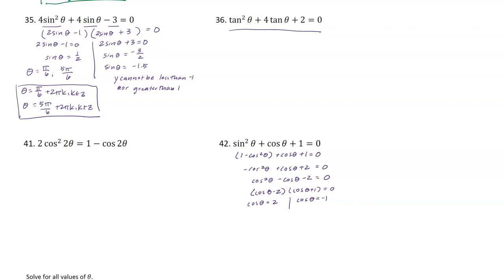Once again, this is not going to work. Does not work, outside unit circle. So the only thing that it is, is pi. So theta equals pi plus 2 pi k, k is an element of all integers.